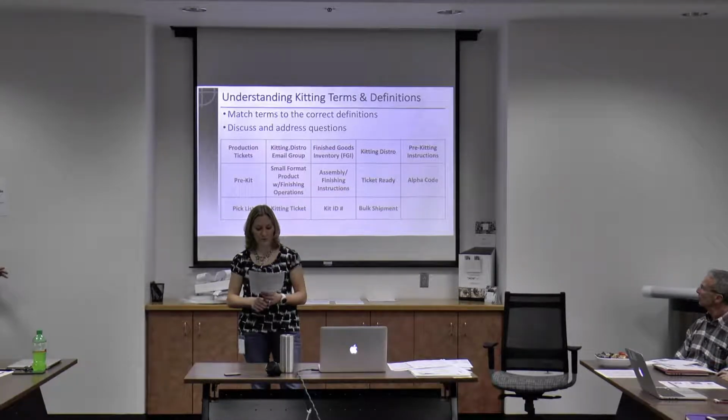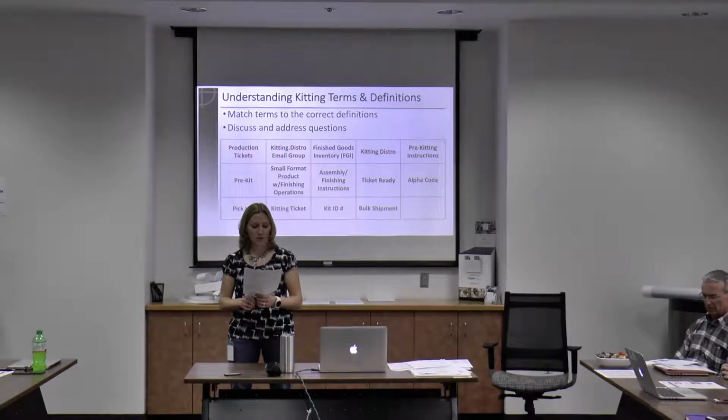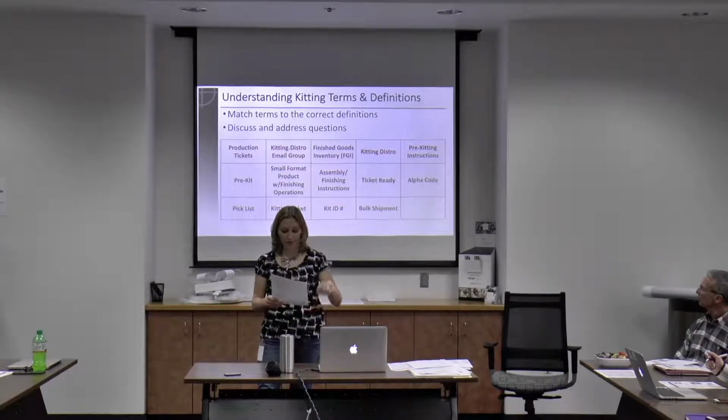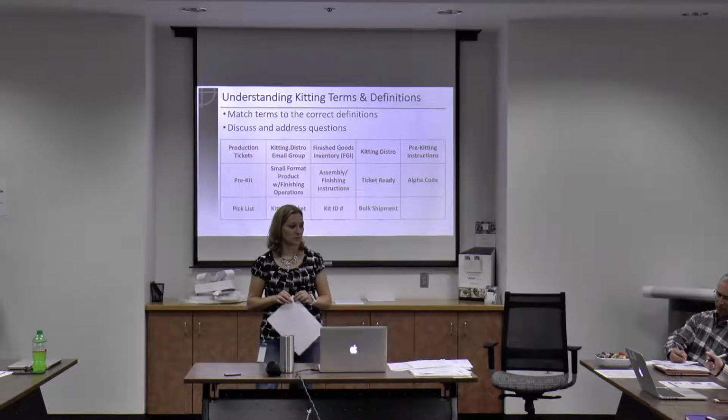The next one is the assembly/finishing instructions. These are the details of what assembly or application instructions by machine or hand are required to make a product a finished piece. This information must be included on the production ticket, in the notes section, or via the attached BOM. It is also required on the kitting distro to verify the finishing process was completed at the time of kit check.